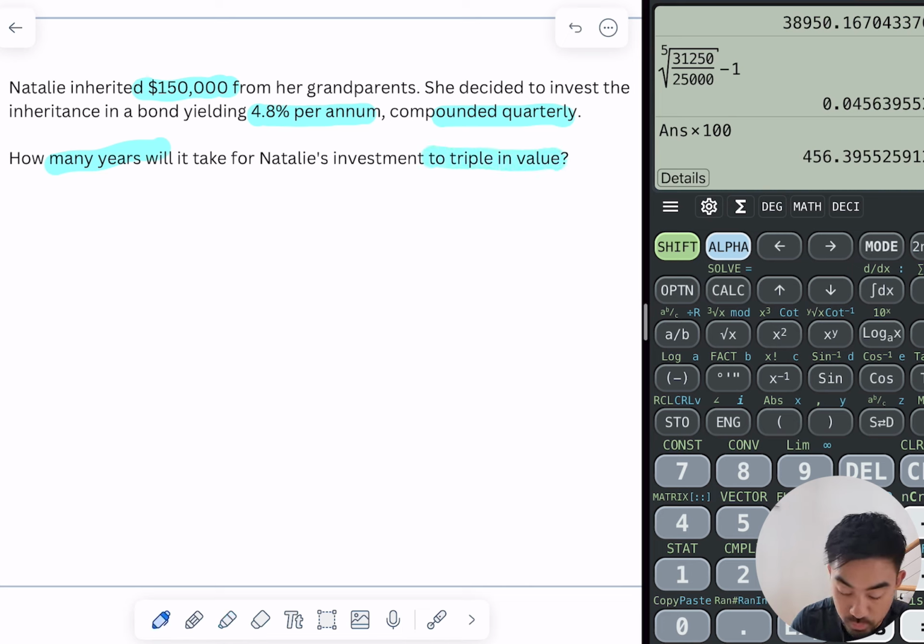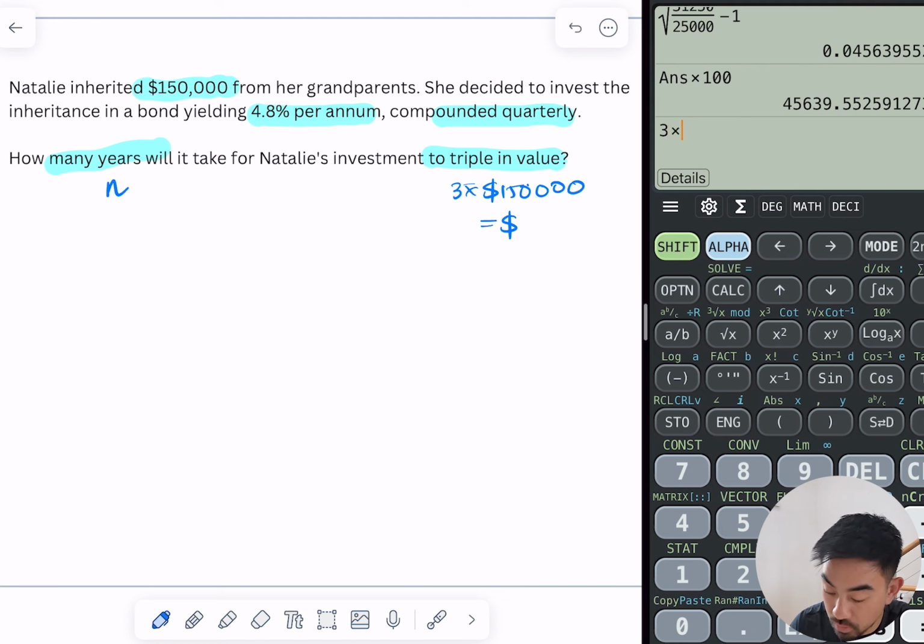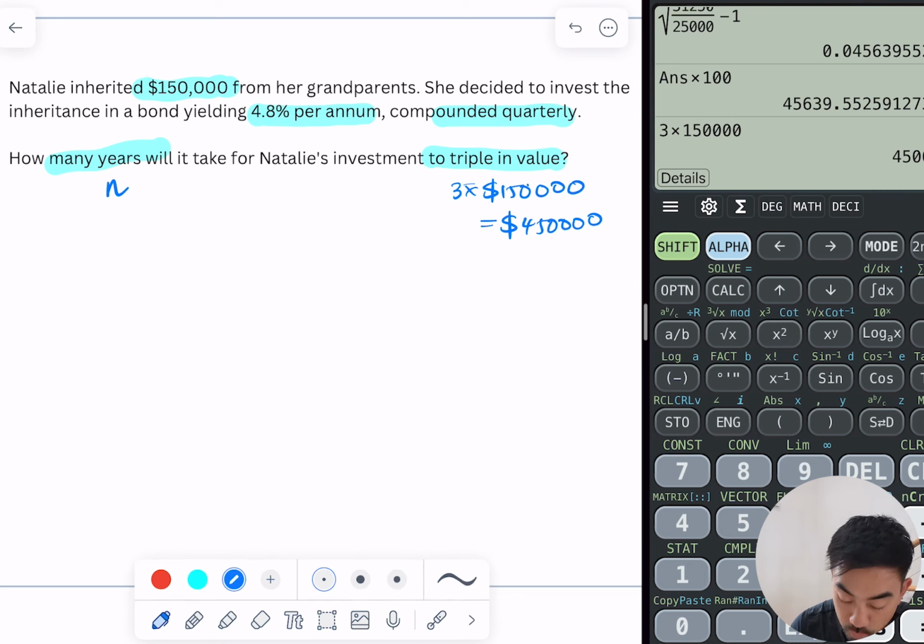All right, so straight away I know I'm looking for n, because it's how many years. And for this investment to triple, well, it's going to be 3 times 150,000, isn't it? To triple in value, I need that to be 3 times 150,000, which is 450,000. This will be the future value, and this is the present value.